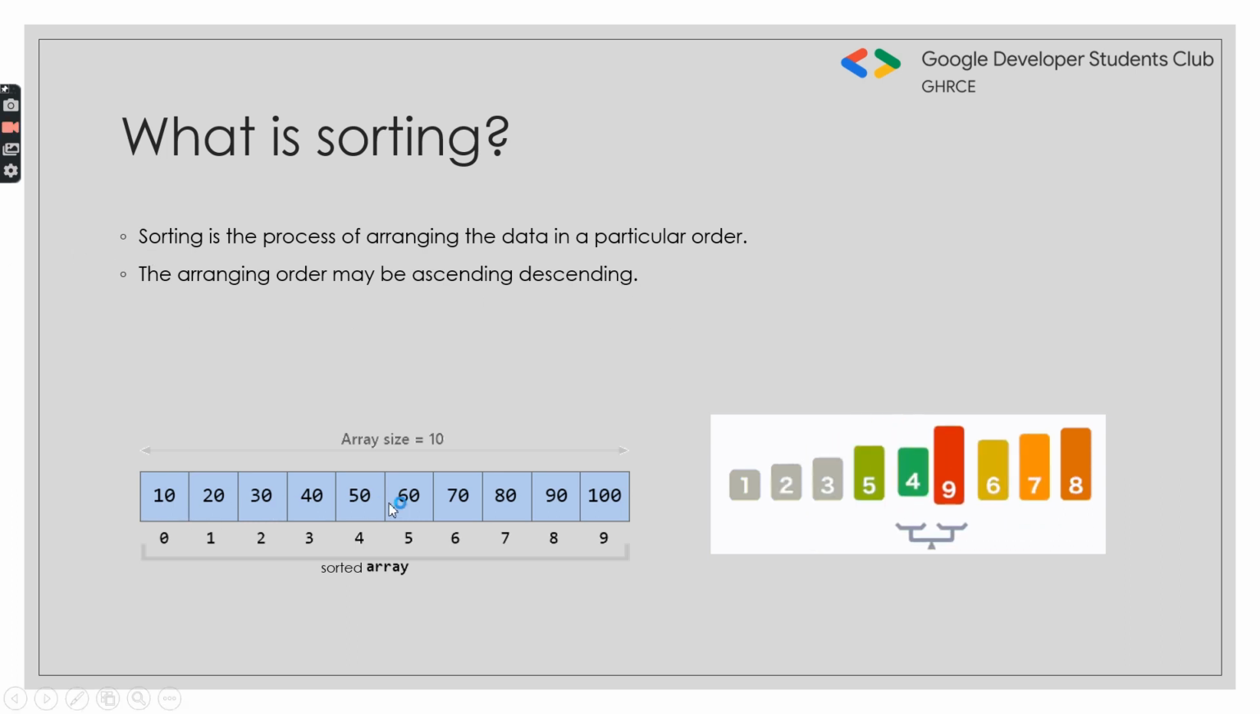Here you can see the example of an array which is sorted: 10, 20. Means you can say that if I pick a random element in the middle, I can definitely say that all the elements before this element are smaller than this element, and all the elements on the right-hand side of this element are greater. So this is what exactly a sorted array is.